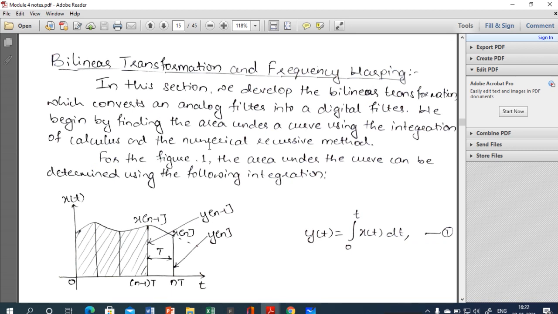So in this section, we are going to develop a bilinear transformation. Bilinear transformation is nothing but it converts an analog filter function into a digital filter function. It also allows us to convert digital filter specifications into analog filter specifications. It can be done vice versa. So first, how to do this? We will concentrate only on analog to digital filter.